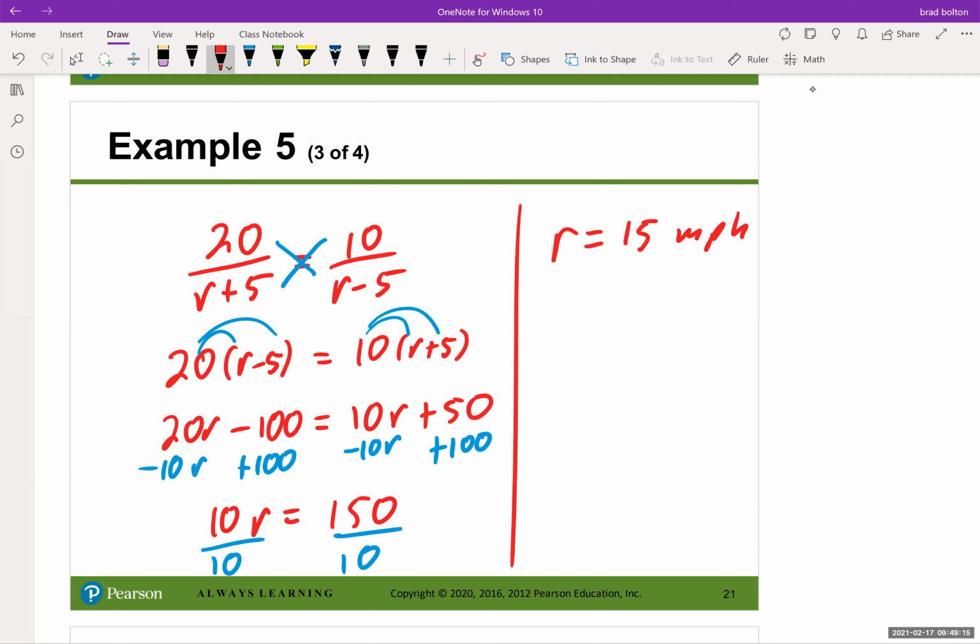So we know that the speed of the boat would be 15 miles per hour. Okay, so that's what this is telling us, is the speed of the boat is in fact 15 miles per hour. Okay, and that's in still water.